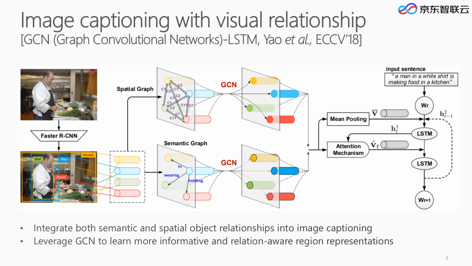In ECCV 2018, we devised a structure named Graph Convolutional Neural Network plus Long Short-Term Memory, LSTM. We named it GCN-LSTM. Specifically, we use Faster R-CNN to detect a set of salient image regions. Next, the semantic and the spatial graphs are built with directional edges on the detected regions, where the vertex represents each region and the edge denotes the semantic or spatial relationship in between.